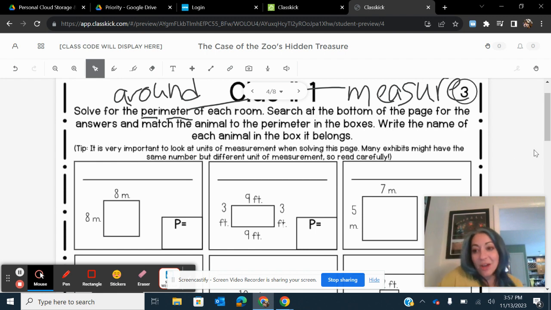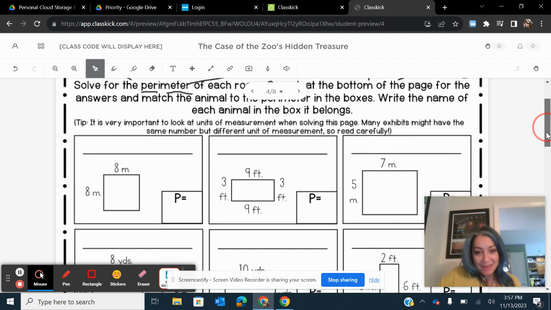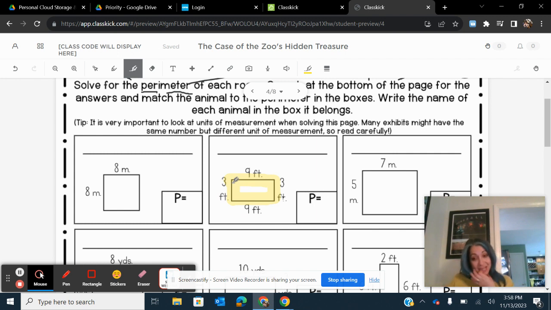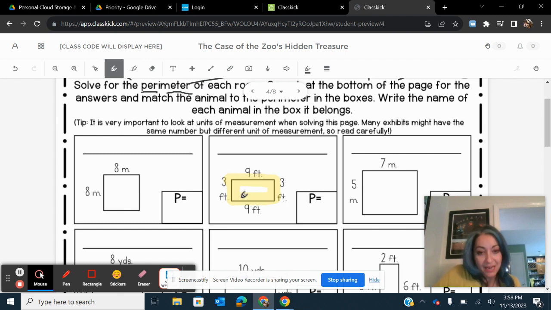So I'll do a very quick intro here. We're going to start with this one. When you measure around, you add this plus this plus this plus this, which is different than the area. Area, remember, is inside, but perimeter is around. So I need to add 9 plus 3 plus 9 plus 3. I could do that a bunch of different ways.